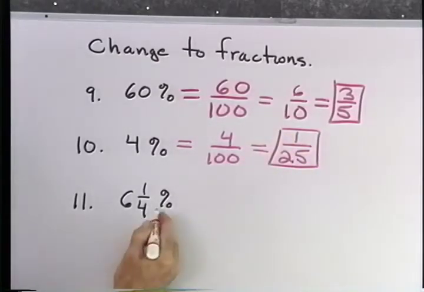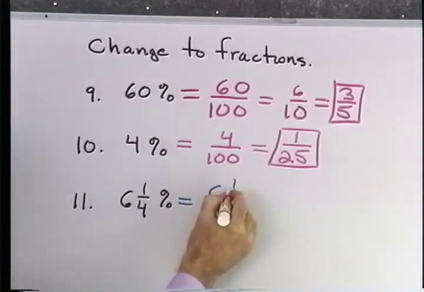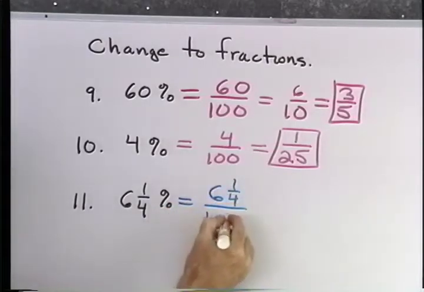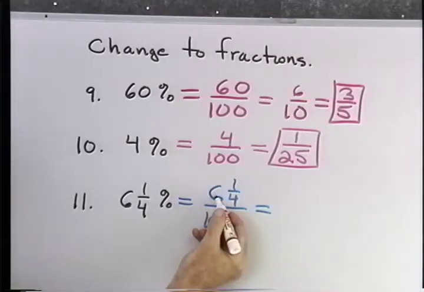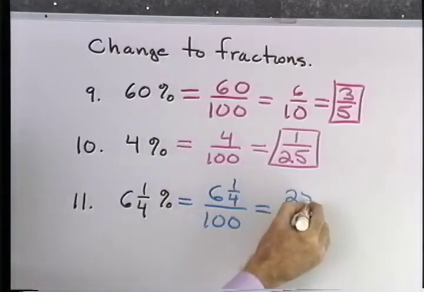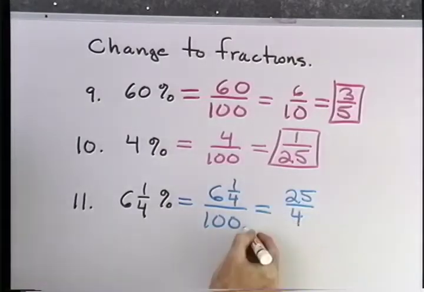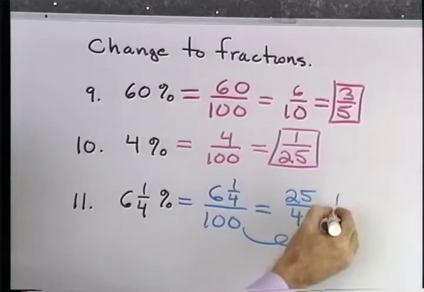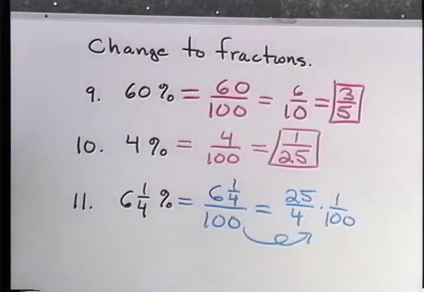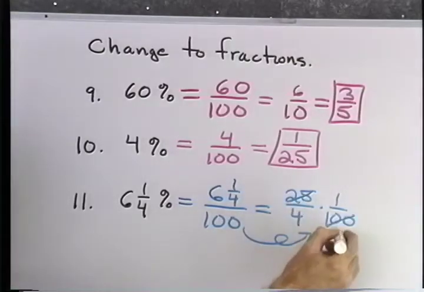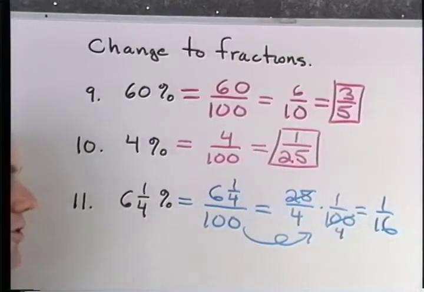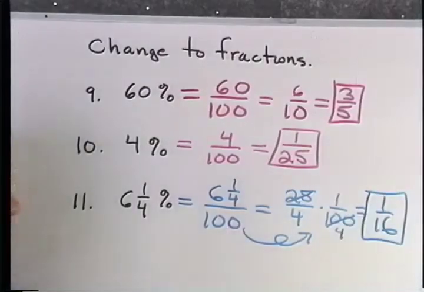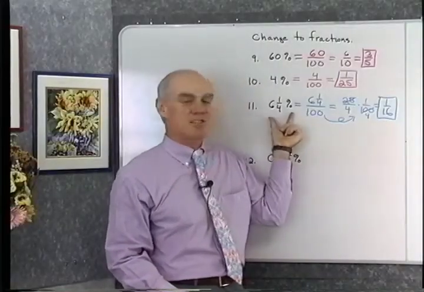Now how about 6 1/4%? Let's just keep doing what we were doing. 6 1/4 divided by 100. Okay, let's try to change this to an improper fraction. 4 times 6 is 24, plus 1 is 25, over 4 for the numerator, and then instead of dividing by 100, let's multiply by 1 over 100. So instead of dividing by 100, I multiply by its reciprocal, 1 over 100. The 25s divide out, and I end up with 1 over 16. So this one, 1 over 16, that's the fraction equivalent of 6 1/4%.